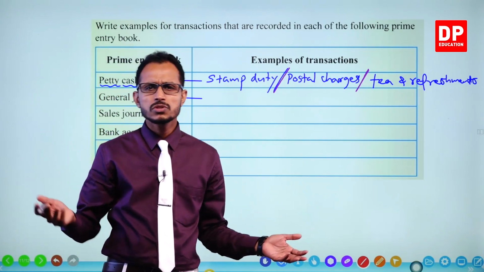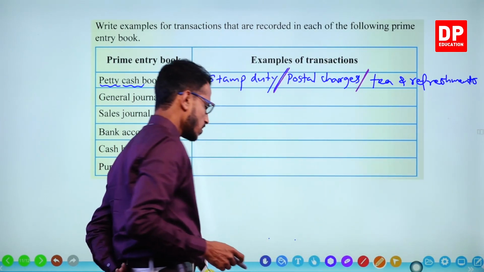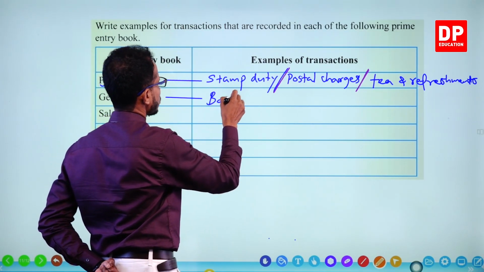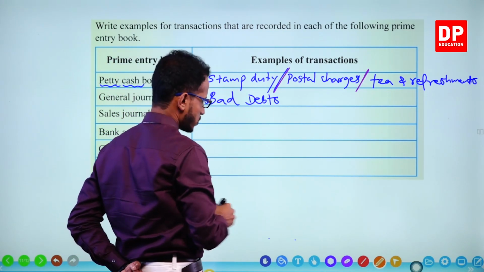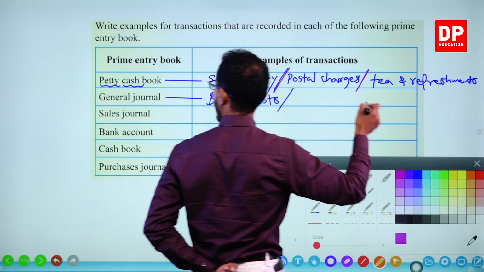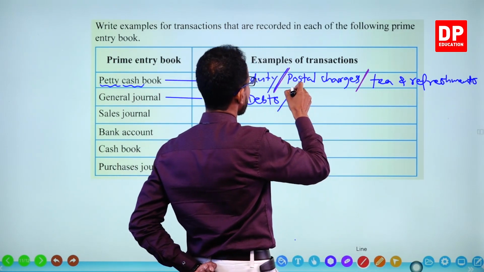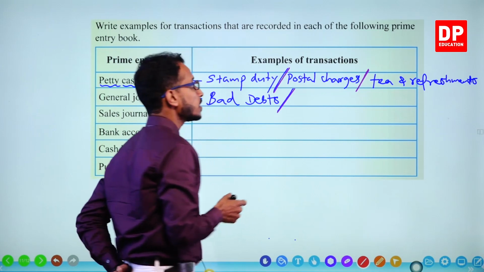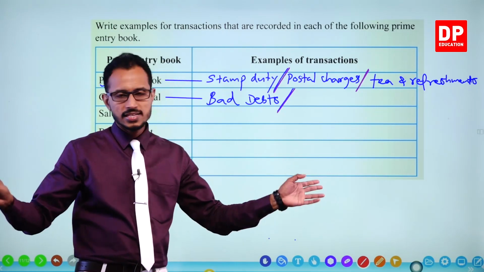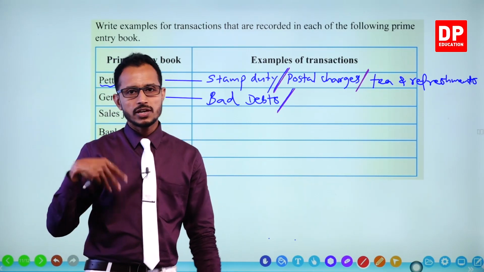Then what type of transactions go to the general journal? Just for your information, I'll mention a few. If bad debts occur, you are going to learn about these things, children, so don't worry. A bad debt is a debt which is irrecoverable, which simply means the debtor is dead or he has disappeared. We have no way to get the money from the debtor. We are going to lose the money. It's a loss for us.